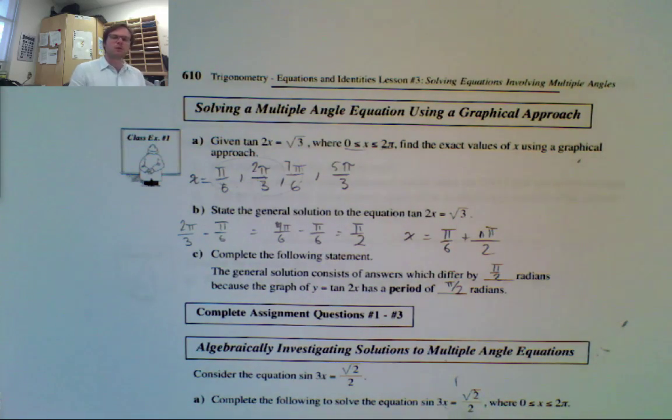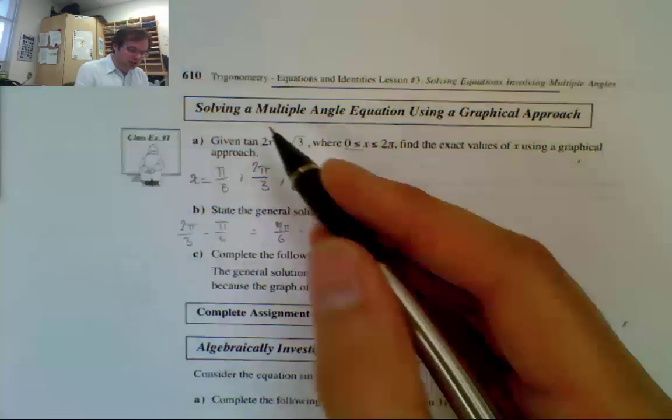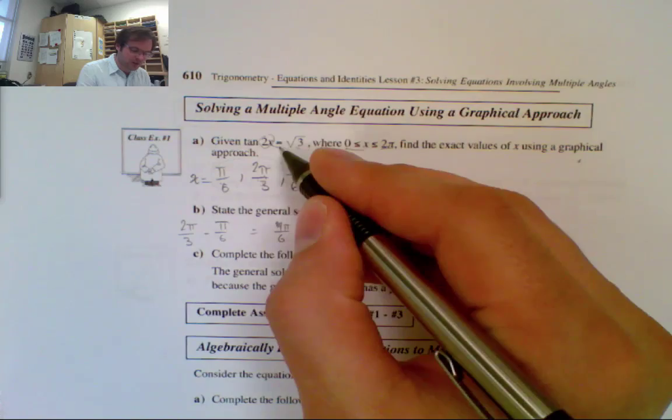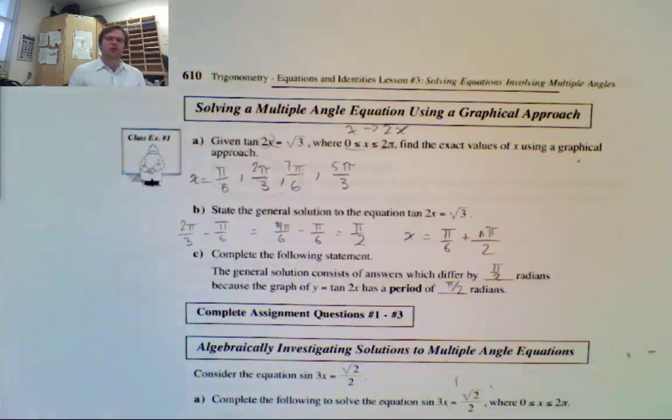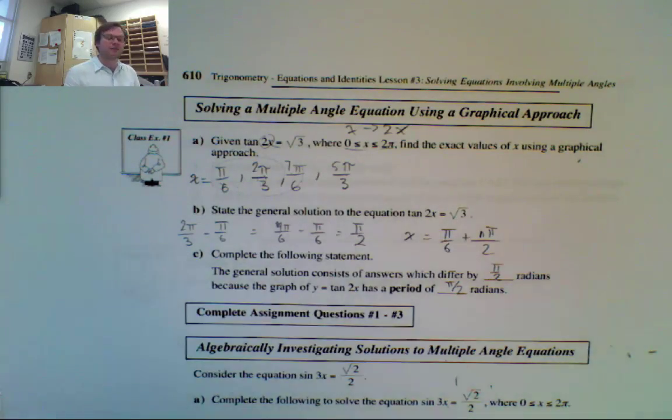Now, remember when we did our trigonometric functions? We pretty much said x got replaced with 2x. So that means my period got halved. And my period for tan is pi.